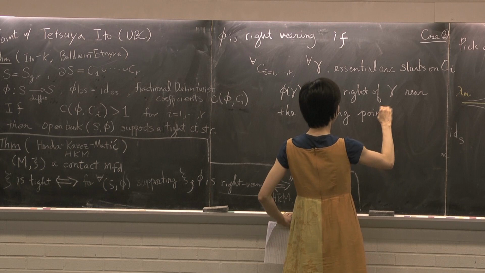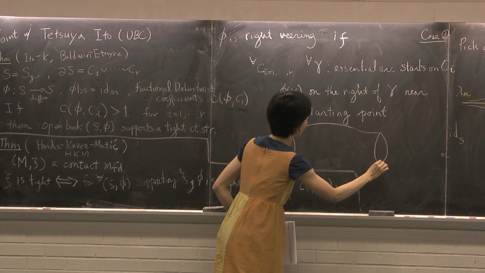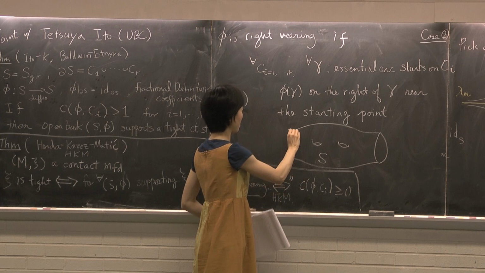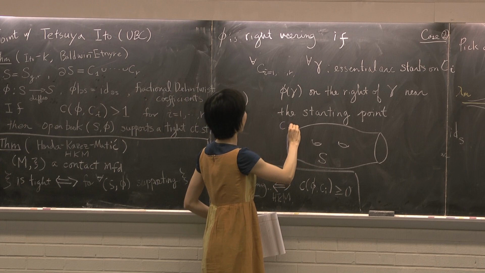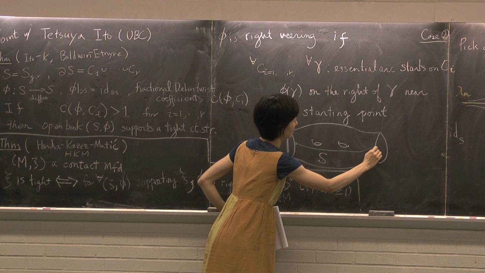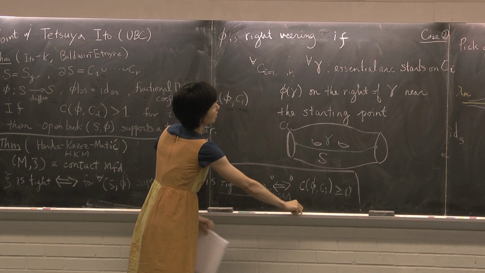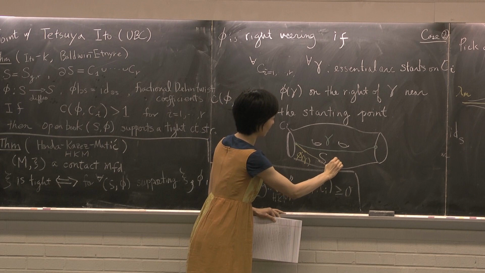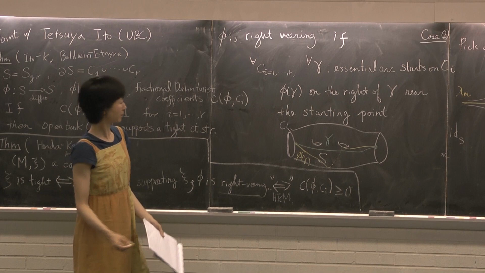Example. This is my surface S, and gamma an essential arc. This is my boundary CI. The essential arc gamma starts from this point and it can go back, but it just goes straight. Then the image has to go to the right of gamma. So phi of gamma is here, and I don't know what's going on, but maybe like this. This is one example. So that illustrates on the right of gamma.